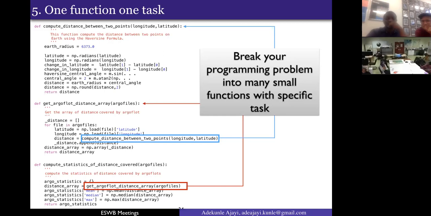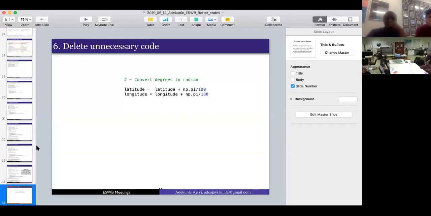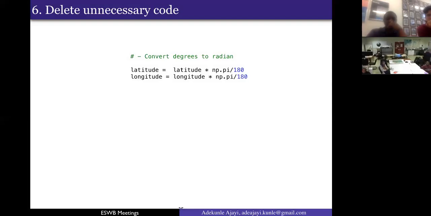Okay, so moving ahead. Here I'm talking about deleting unnecessary code. One of the bad habits that programmers have, including myself and so many other people who are trying to stop and cultivate a new one, is keeping unnecessary lines of code. I'm going to try to illustrate that with an example. Say, for instance, I'm trying to convert my latitude from degrees to radians. One of the very simple ways to do that is by multiplying it by pi over 180. And that's basically going to convert it from degrees to radians.